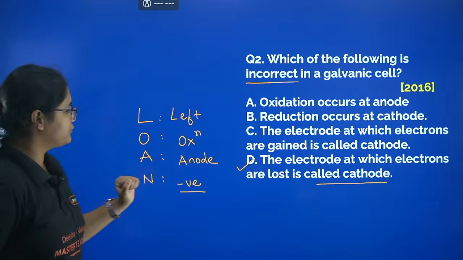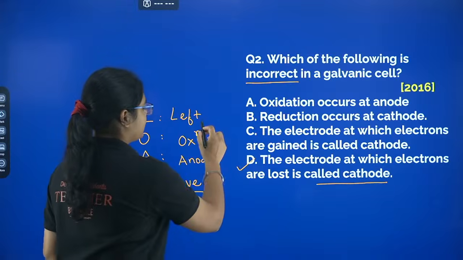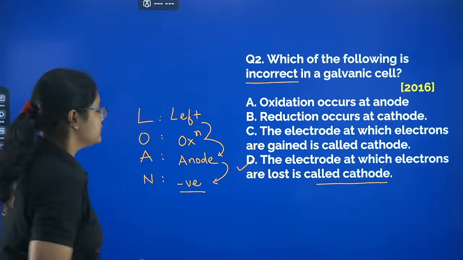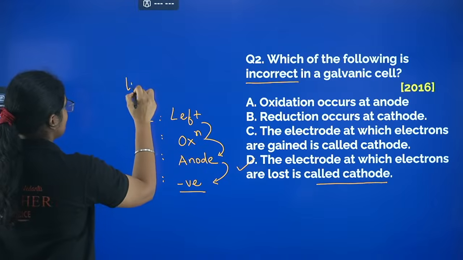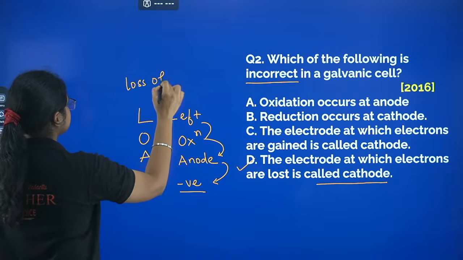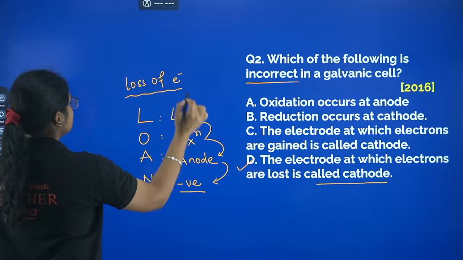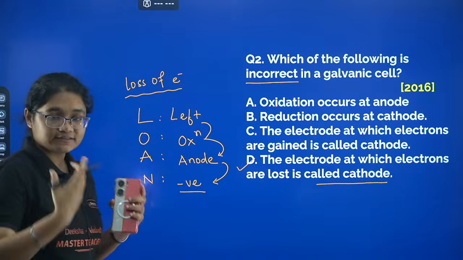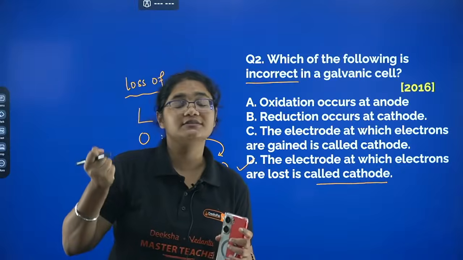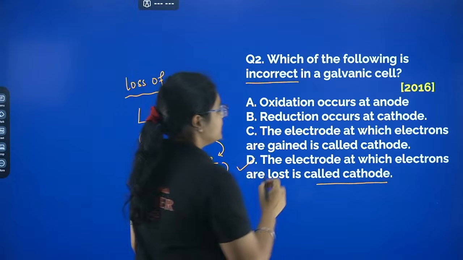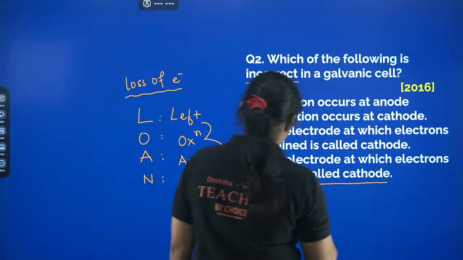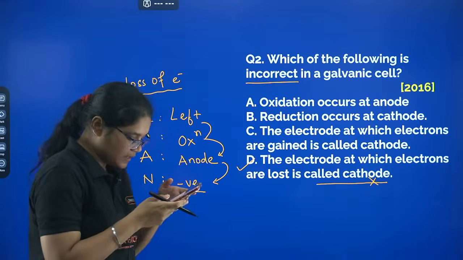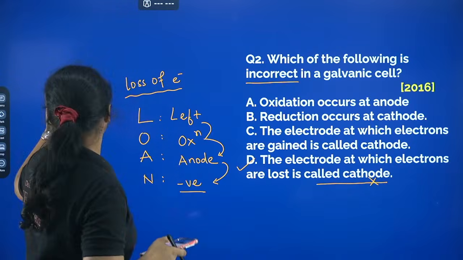Now if you see, on the left hand side we have oxidation. Oxidation takes place at anode. Anode is negatively charged. So oxidation means what? Loss of electrons. So from anode electrons are lost, and at cathode the electrons are gained, right? That is why the electrode at which the electrons are lost is not cathode, it is your anode. So option number D is the correct answer here.